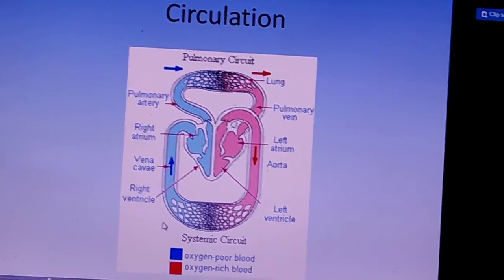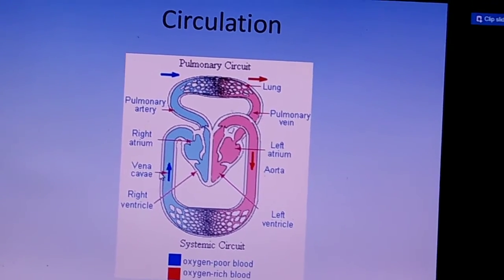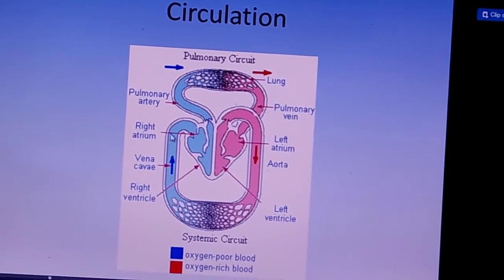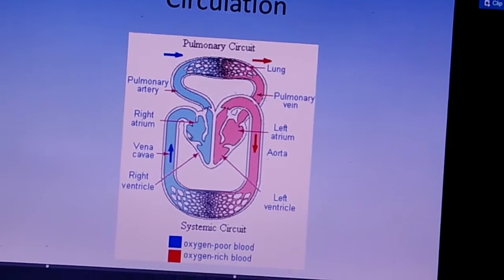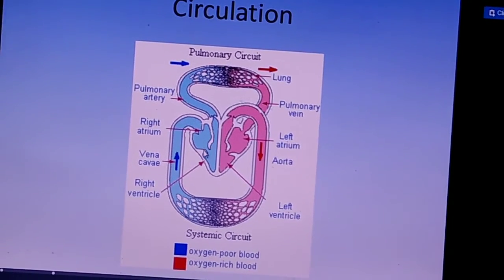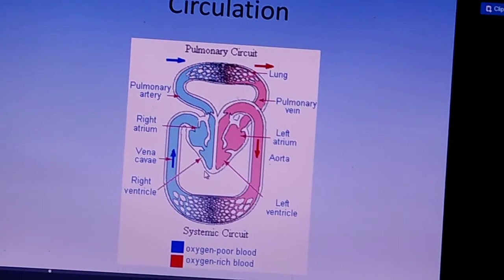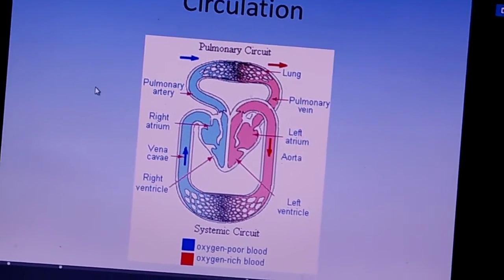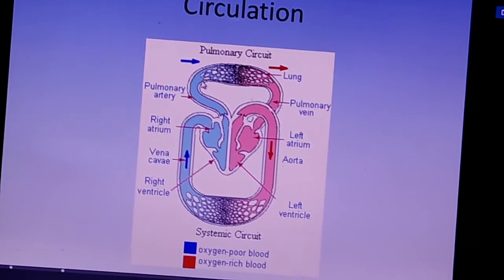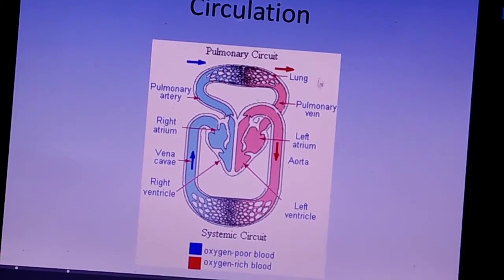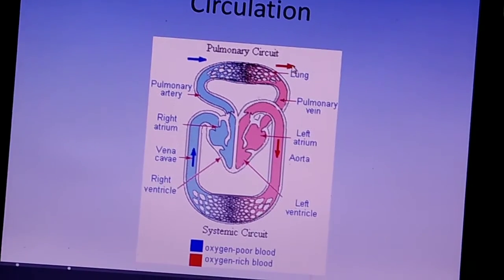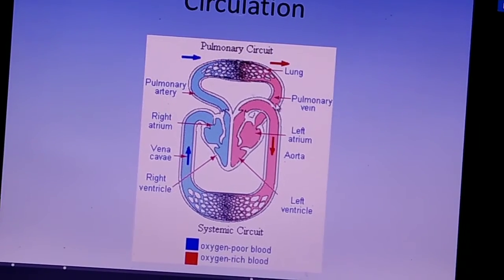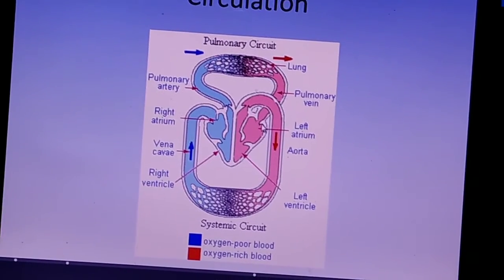So here there are two main vena cava, that is superior and inferior, through which the deoxygenated blood comes into the right atrium, to the right ventricle through the tricuspid valve, and to the lungs through the pulmonary artery. In the lungs, exchange of gases takes place. Carbon dioxide is removed and it is replaced by oxygen. Here it is pulmonary circulation.